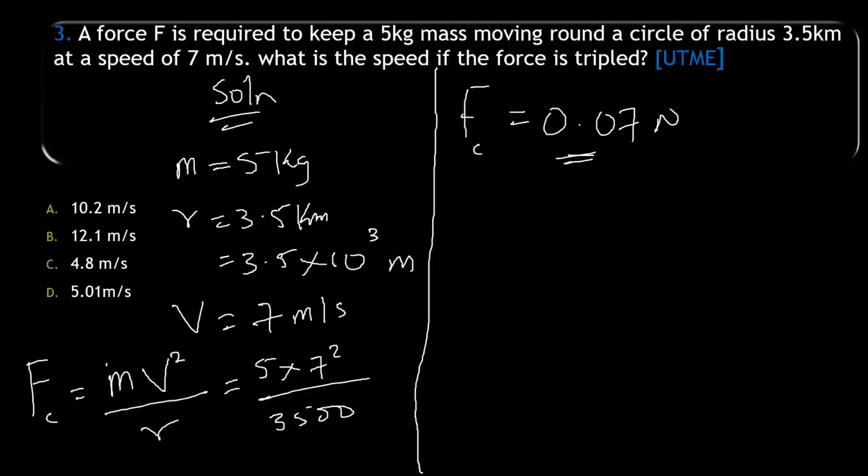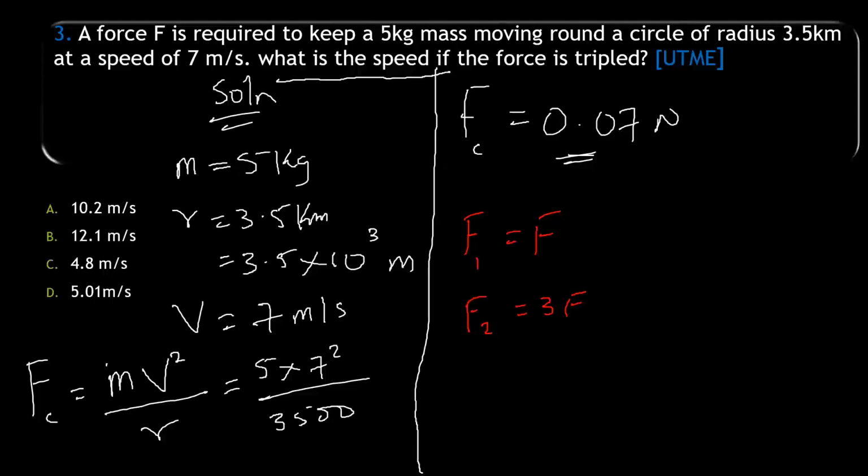The question now says, what is the speed if the force is tripled? So we can say F1 is equal to F. Now if F2 is 3 times F1, what will the V be? Now, I've always said that questions like this are relationship problems. That means in the formula, you have to concern yourself with just the quantities that are captured in the question.